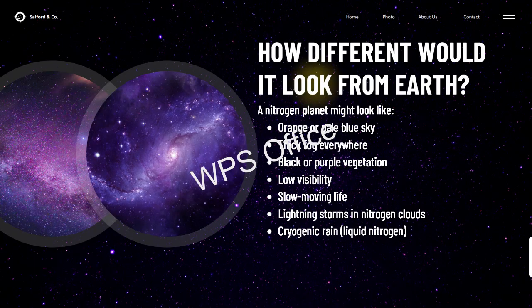How different would it look from Earth? A nitrogen planet might look like this. It may have an orange or pale blue sky, thick fog everywhere, black or purple vegetation, low visibility, slow moving life, lightning storms in nitrogen clouds, and it may also have cryogenic rain in liquid nitrogen.